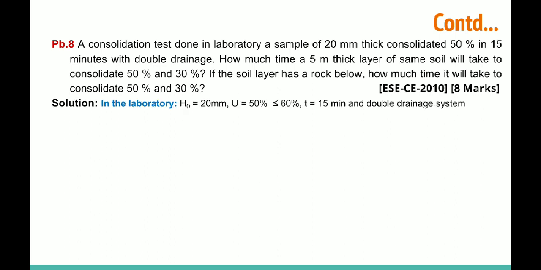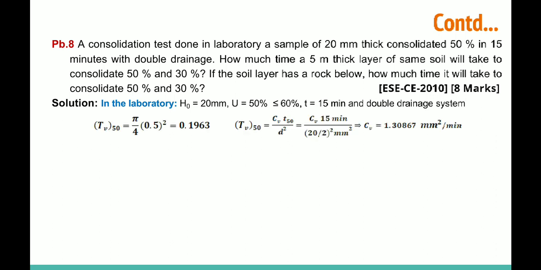In the laboratory all data is mentioned, so we can calculate the coefficient of consolidation, and we get the CV value as 1.30867 mm square per minute.